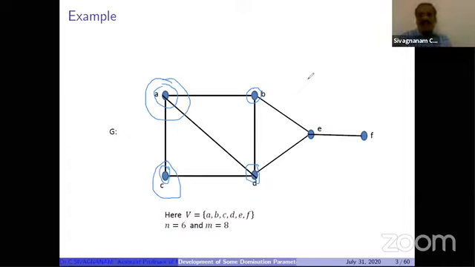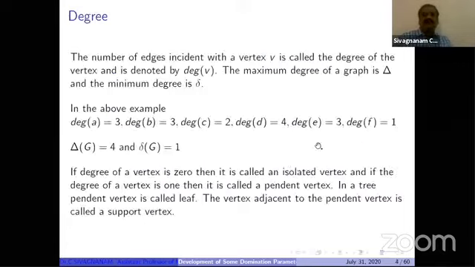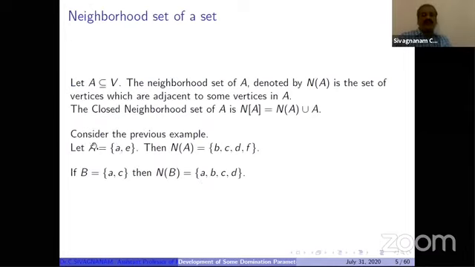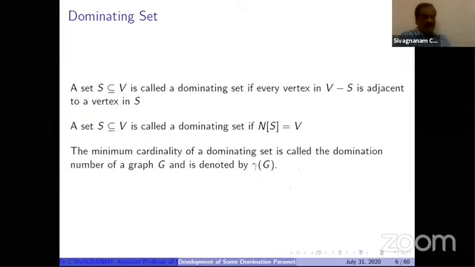So the neighborhood set is a set of vertices having at least one neighbor in A. So this only I told here. Consider the previous example, the same thing. So what is the neighborhood set? Now we can enter our topic, the dominating set.